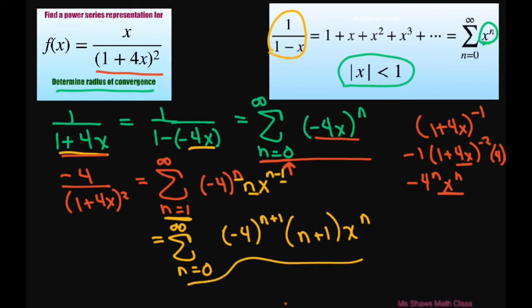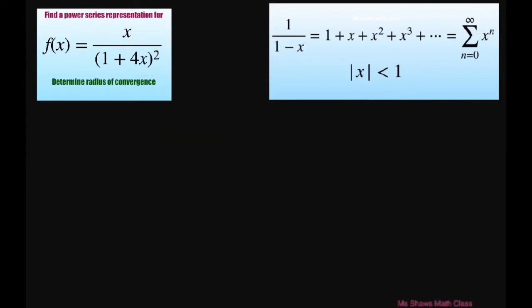The only thing is we have this x. So basically what I want to do is multiply this by negative x over 4. So let me explain that. If I take negative x divided by 4 times negative 4 divided by (1 plus 4x) squared, that's going to give me what I want here, my f of x. So that's going to equal your f of x here.